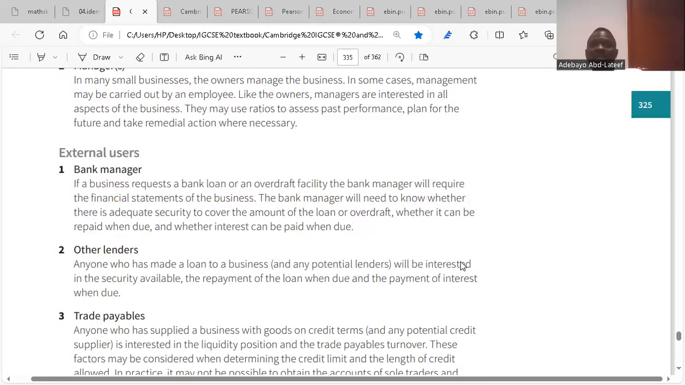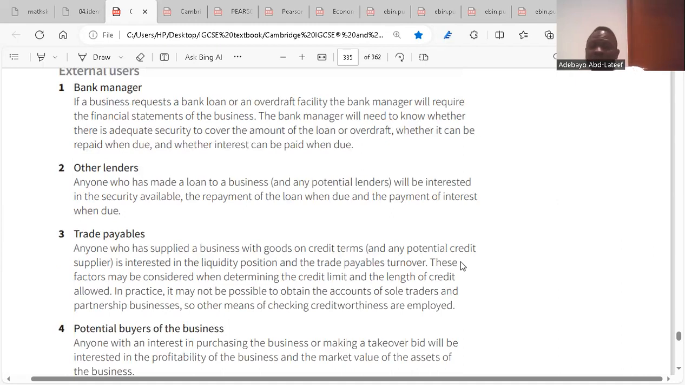For external users, the bank manager, why do they need your financial statement? They want to be sure that you are credit worthy. If they have to give you a loan, they want to be sure that you will be able to pay back, and that you don't have outstanding loans with other banks. Clear? Yes.